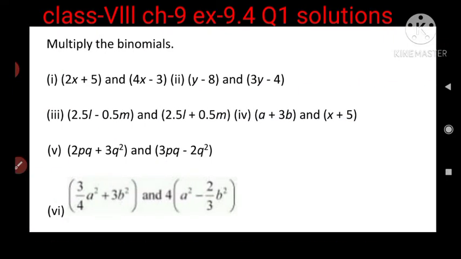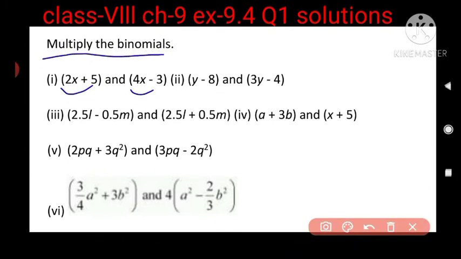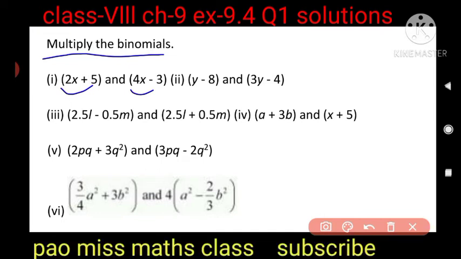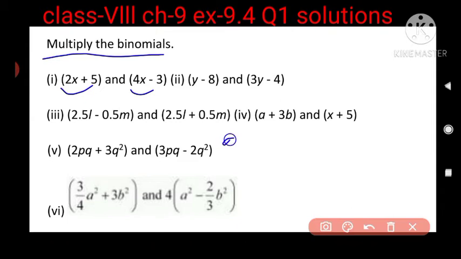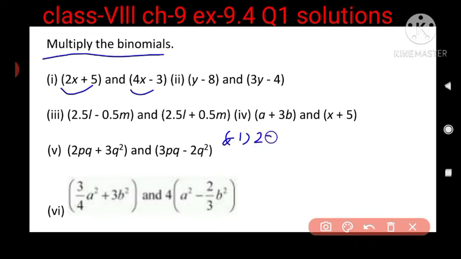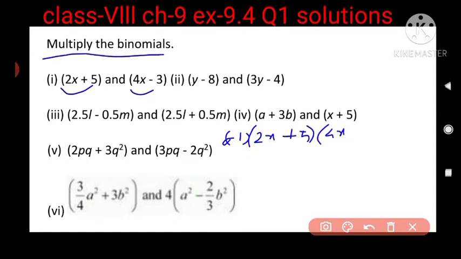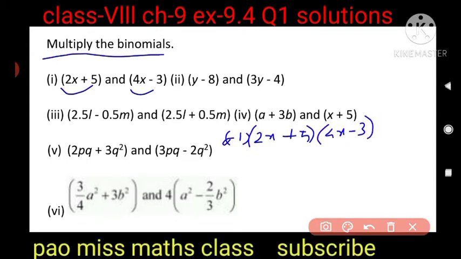Multiply the binomials. So what is given here? Binomial means there will be two terms, isn't it? Now we have to multiply these binomials. So first solution I will solve here. What is given? 2x plus 5 multiplied with 4x minus 3.